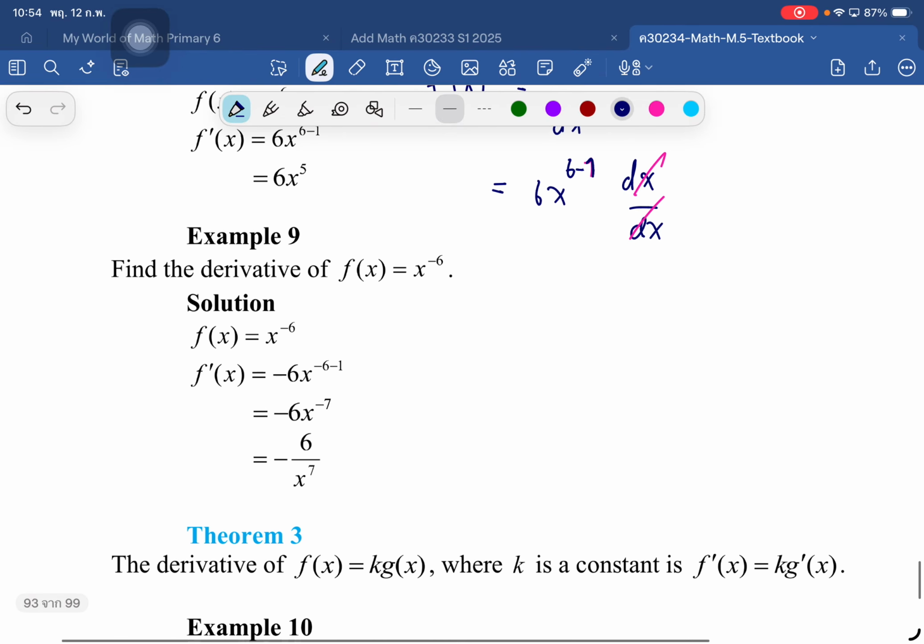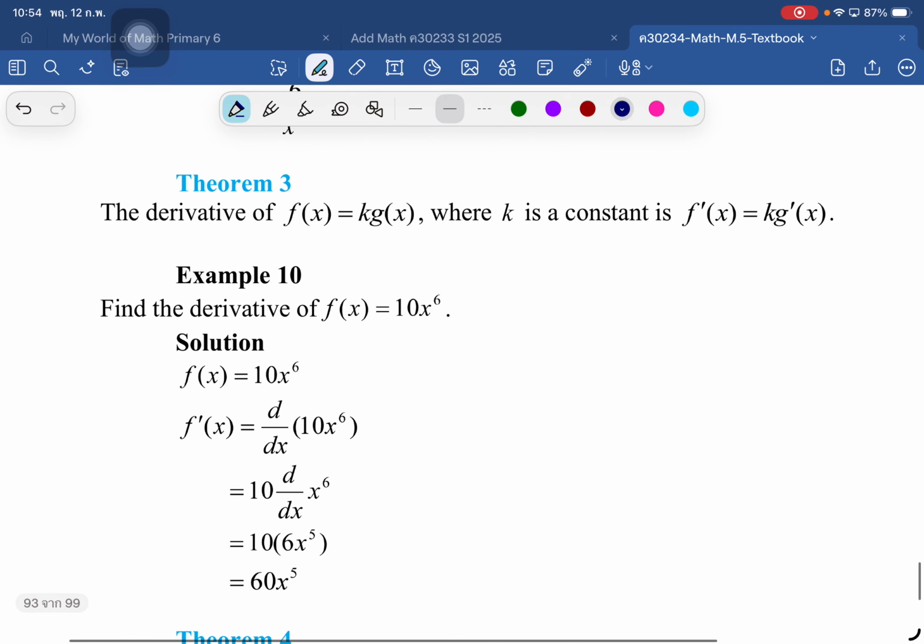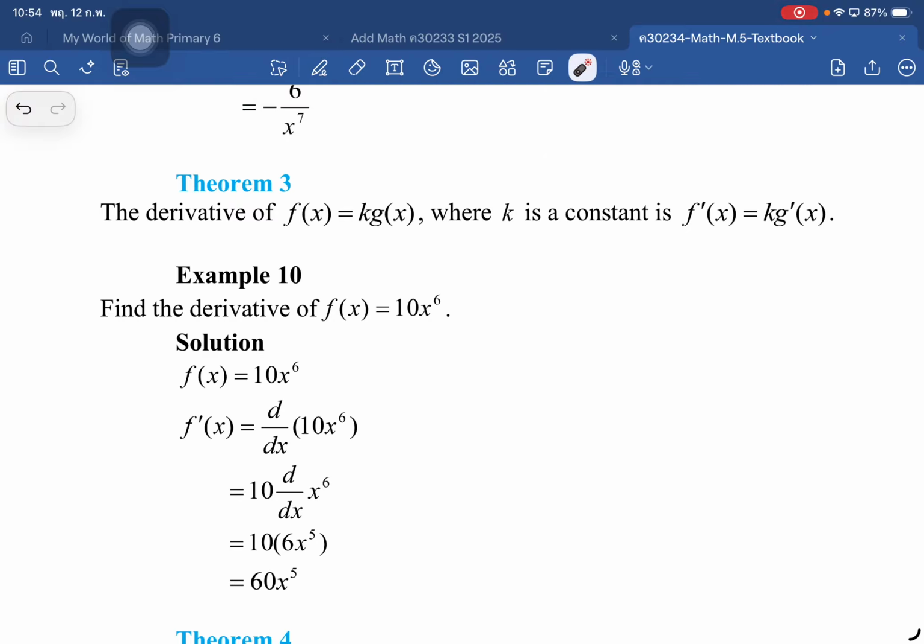Okay, worksheet 9, the basic differentiation. First question, what is the differentiation formula? You differentiate the constant number, it will be equal to 0. You differentiate x to the power n by dx, you have n x to the power n minus 1 times dx by dx. Okay, you got the formula.